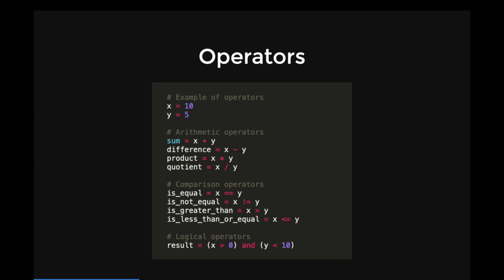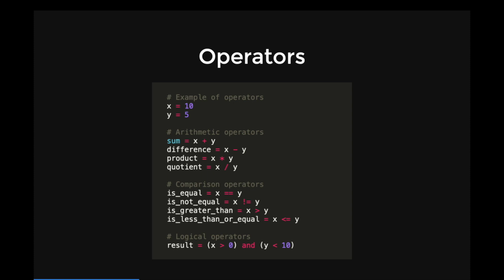For comparison operators, is equal is when I'm saying x double equal to y, which will tell me if it is true or false. Is not equal, where I'm giving x is not equal to y, it's going to check and tell if it's true or false. Is greater than, where x is greater than y. Is less than or equal to, where x is less than or equal to y.